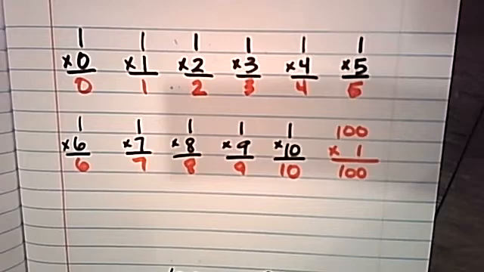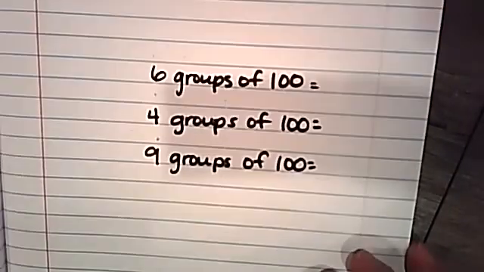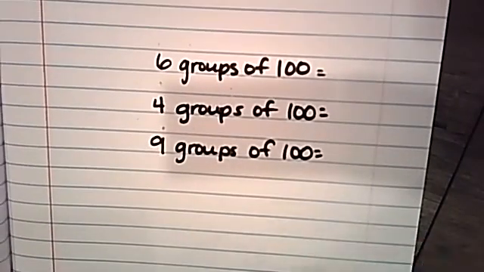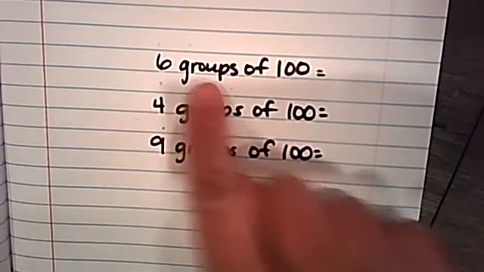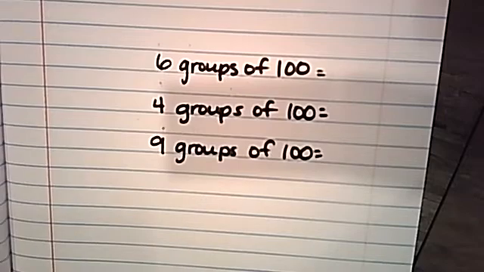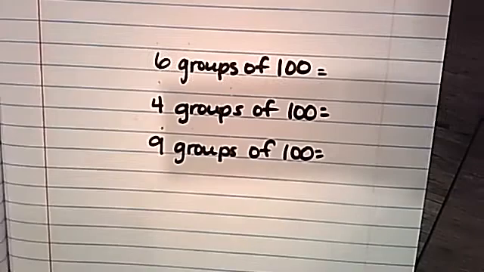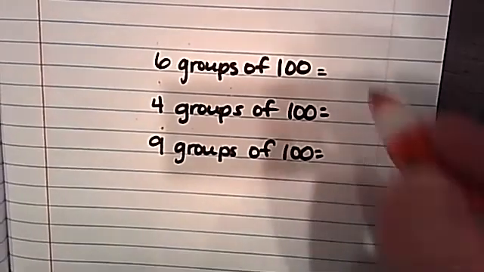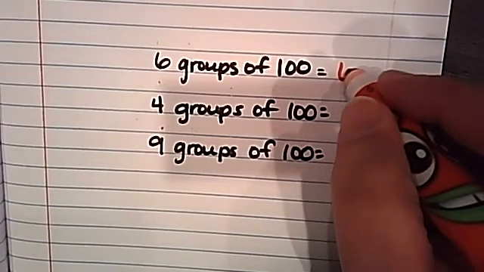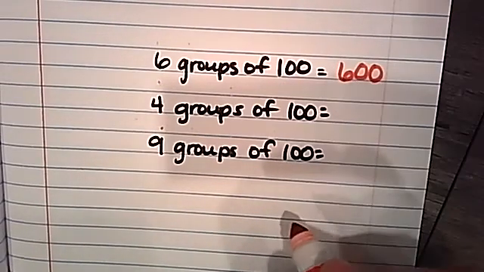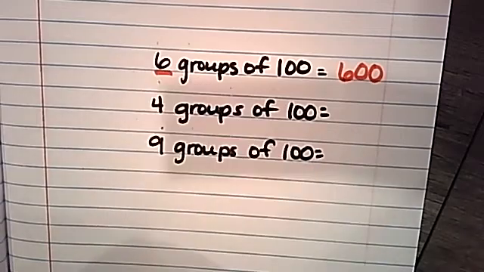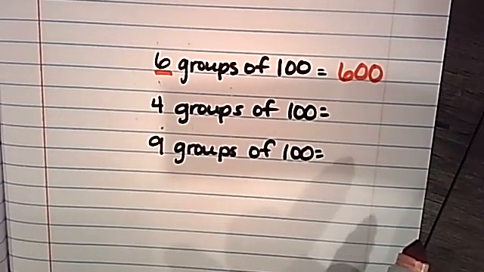So let's talk about multiplying by 100. Now, if you know multiplying by tens, you know multiplying by hundreds. If we have 6 groups of 100, so we're going to count by 100, 6 times: 100, 200, 300, 400, 500, 600. So we're going to take this first number and we're going to add 2 zeros behind it.